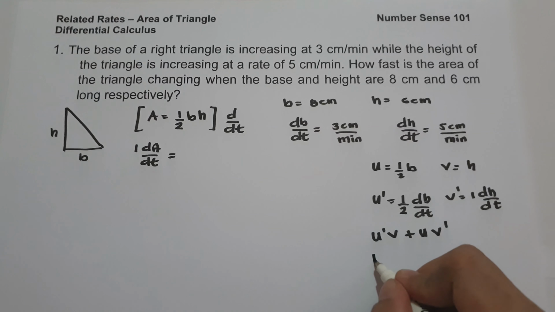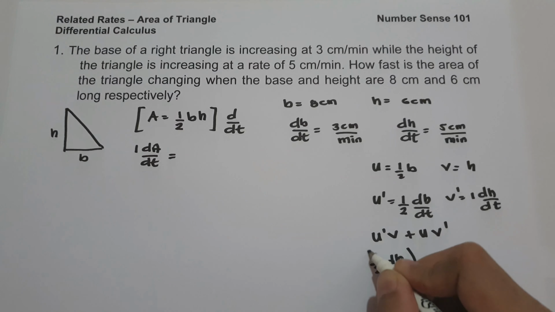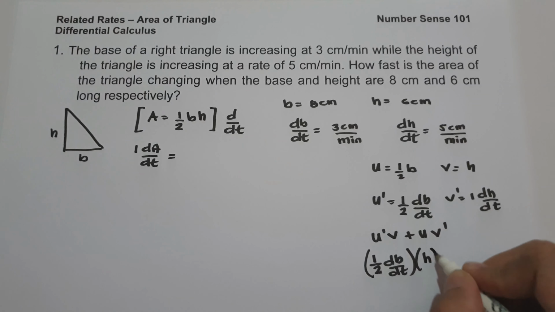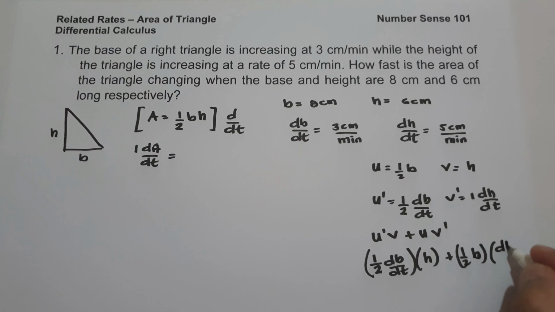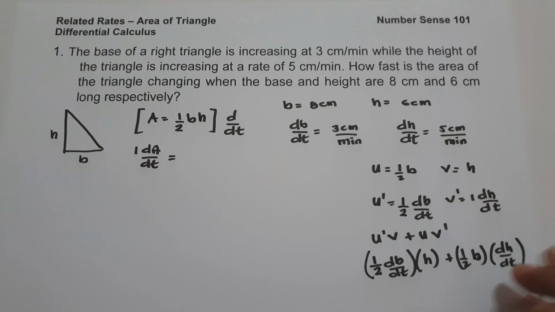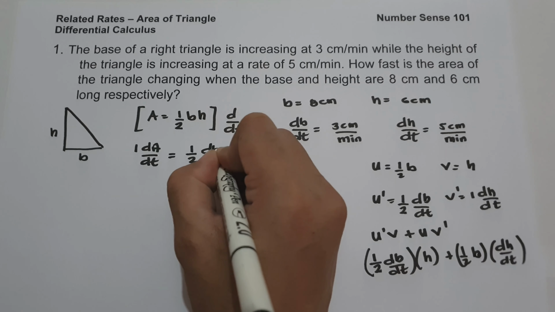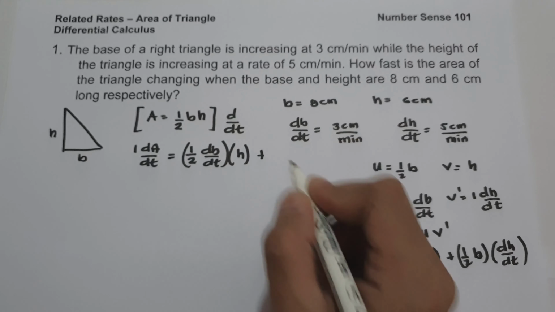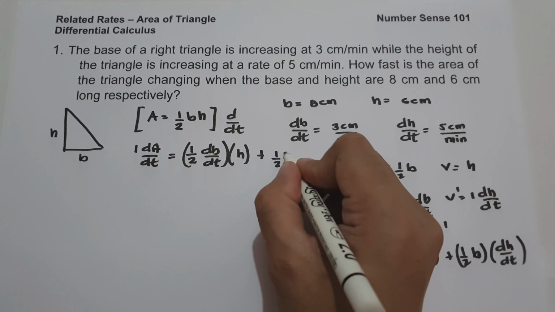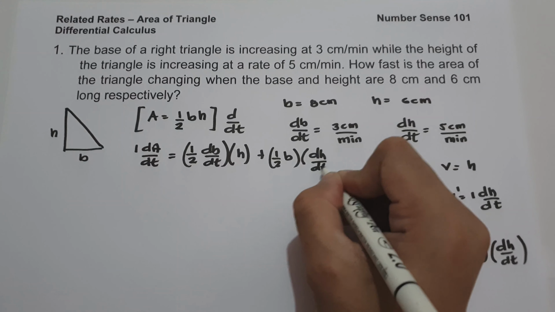And the product rule is u prime times v plus u v prime. So u prime is 1/2 dB over dt, and then v is the height, and then u is 1/2 base, and then v prime is dH over dt. So let us substitute this one. Let us have 1/2 dB over dt multiplied by height plus 1/2 base multiplied by dH over dt.